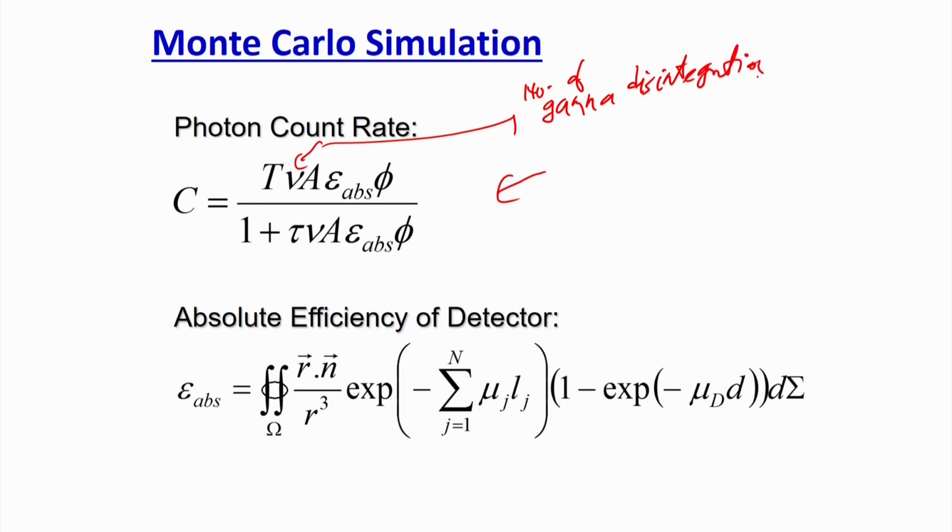Some sources have a property that per disintegration they emit 2 photons, like scandium. Scandium-46 is a typical example of this. Per disintegration it emits 2 photons, with energies 889 and 1120 keV. So in that case the nu value will be equal to 2.